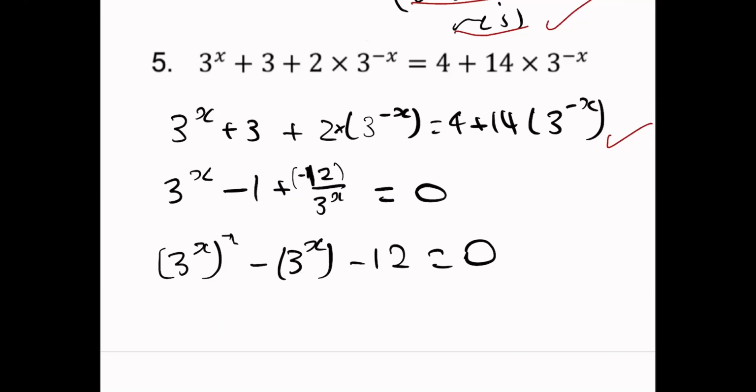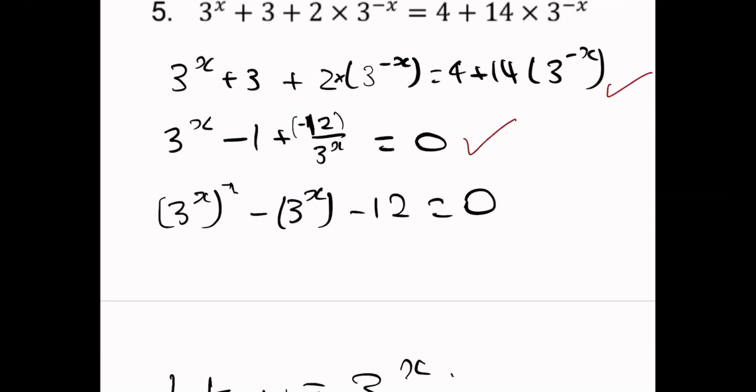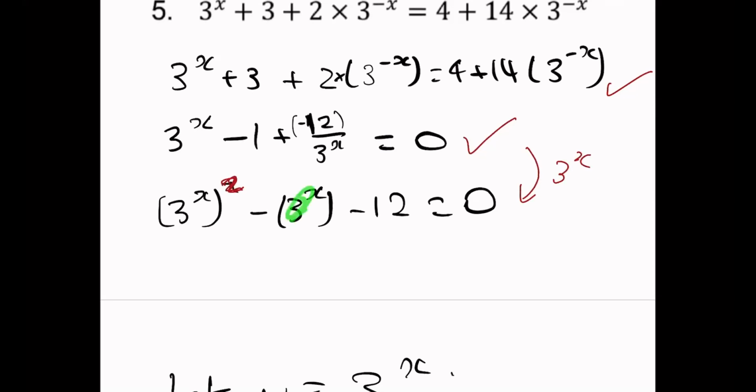Yeah, 2 minus 14 is negative 12. Okay. Negative x bring down become positive x at the bottom. 4 bring over become 3 minus 4, which is negative 1 equals 0. Okay. Multiply throughout by the 3 power x. You get 3 power x squared minus 3 power x. Then 3 power x cancel off. I'm left with negative 12. Good.